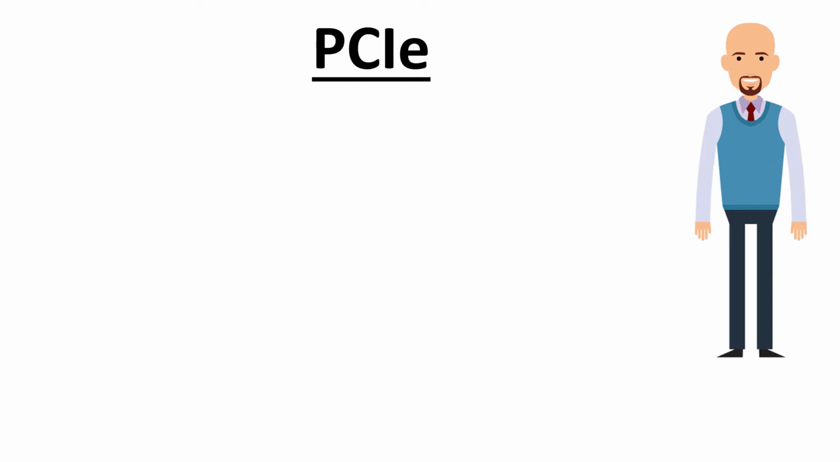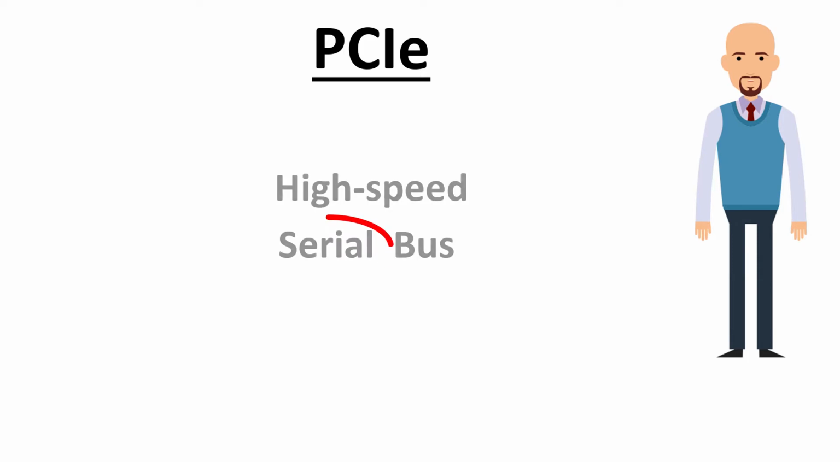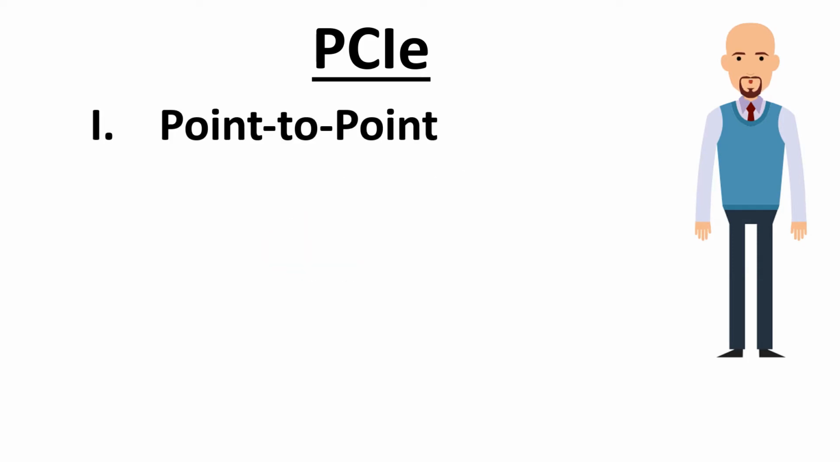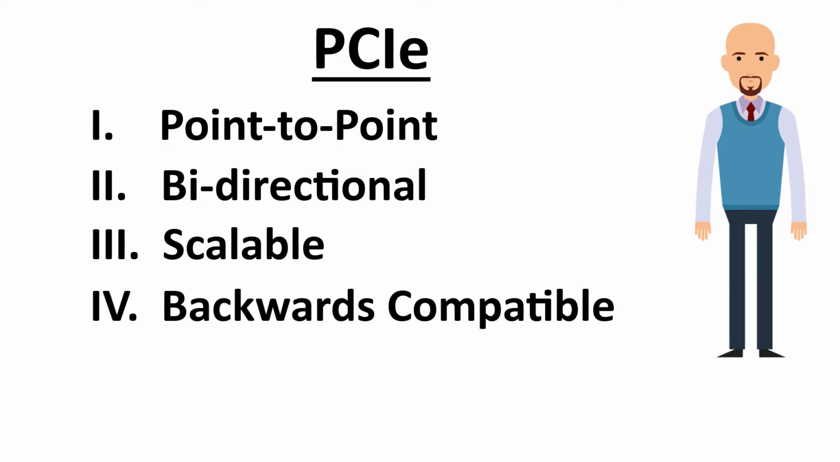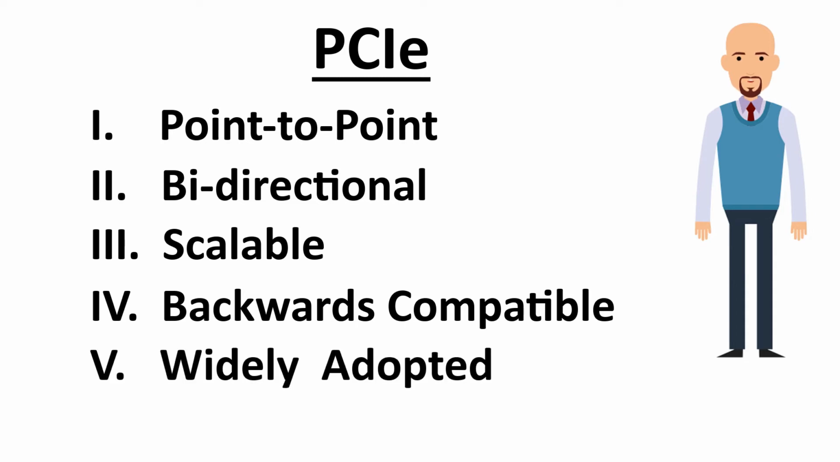There, much better. The Peripheral Component Interconnect Express Bus Standard, better known by the acronym PCIe, is a high-speed serial bus standard that is 1. Point-to-point, 2. Bidirectional, 3. Scalable to accommodate varying bandwidth needs, 4. Backwards compatible with previous PCIe versions, and 5. Widely adopted across many markets.